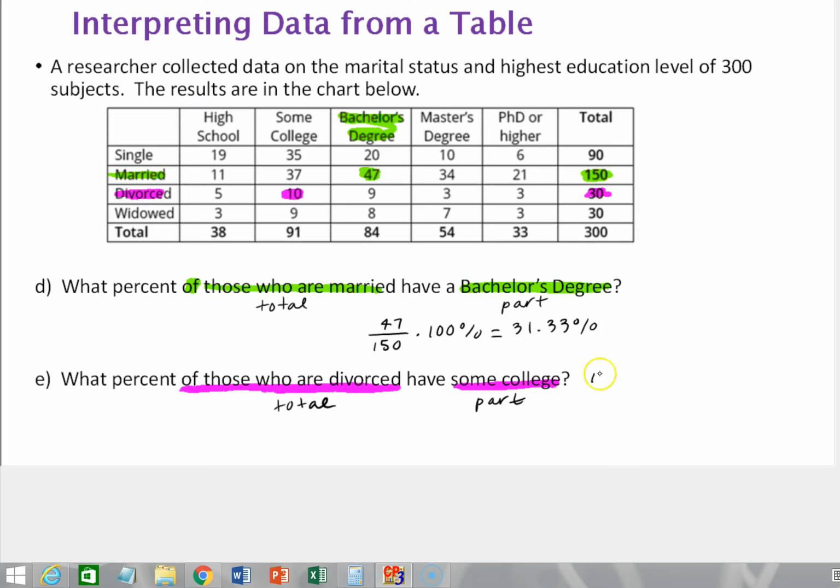So we have 10 out of 30. We'll multiply that by 100%. And notice this is just 1/3, so we don't need the calculator. You can use it if you want to, but 1/3 as a percent is 33.33%.